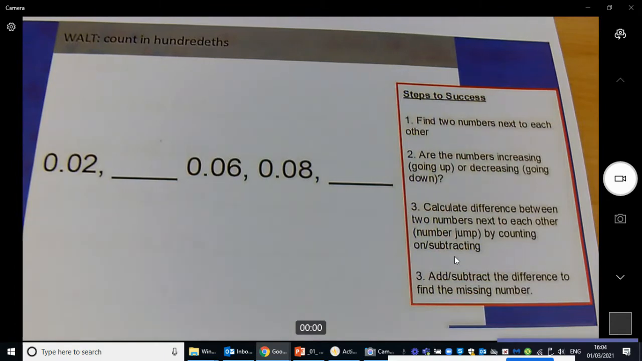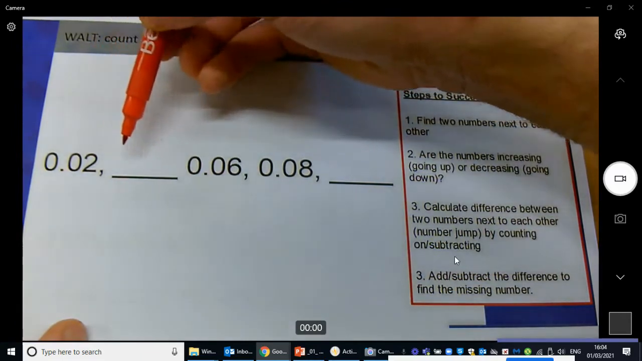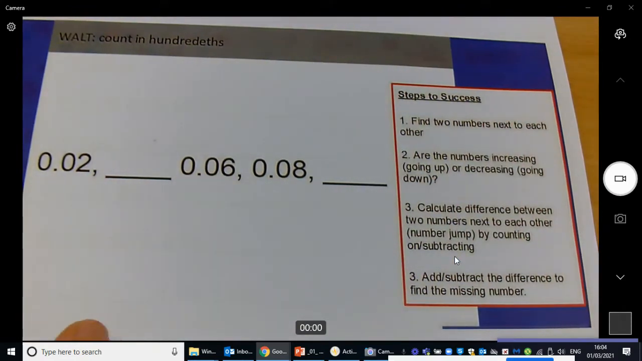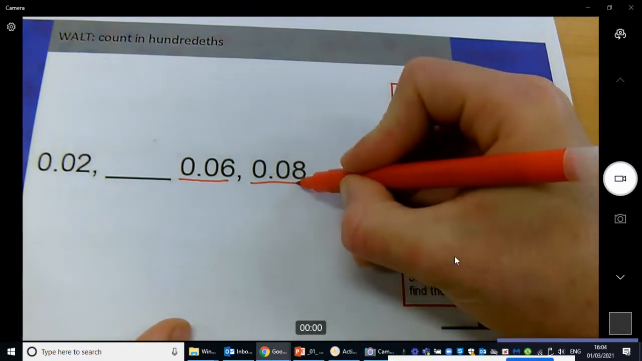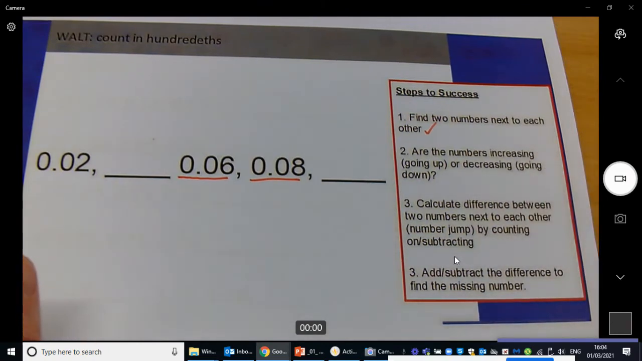So now let's do this one together. What's the first thing I've got to do? So I've got to find two numbers that are next to each other. That is the very first thing, really important, because we can't do that and that, 0.02 and the blank. So we need to find the two numbers that are next to each other. Can you tell me which two numbers are next to each other? Good, hopefully the 0.06 and 0.08. So we found those two numbers that are next to each other. Are the numbers increasing, going up, or decreasing, going down? What do you reckon?